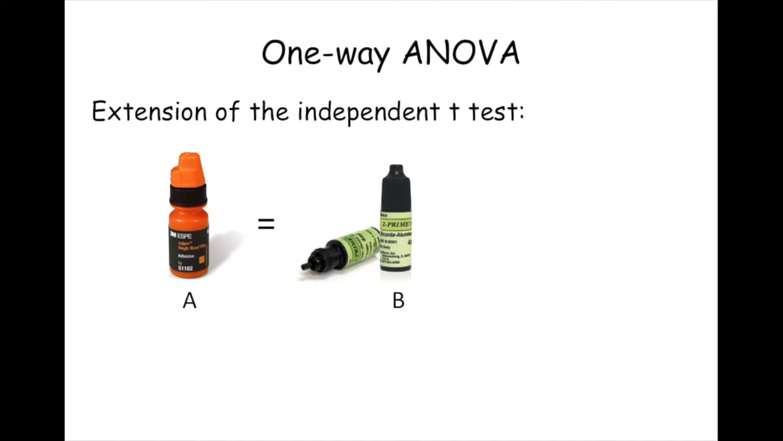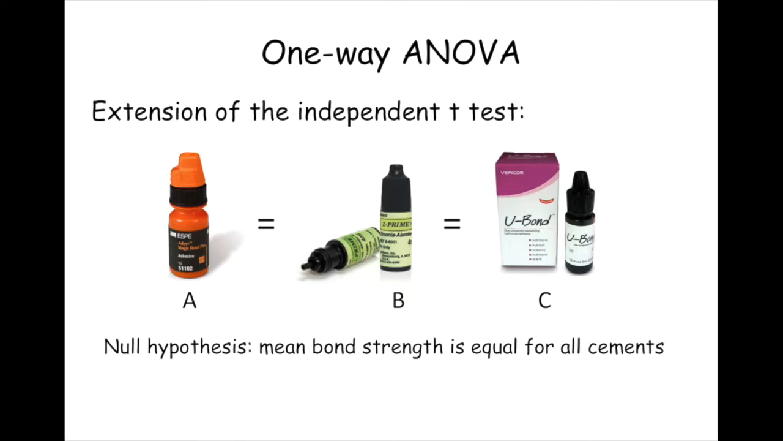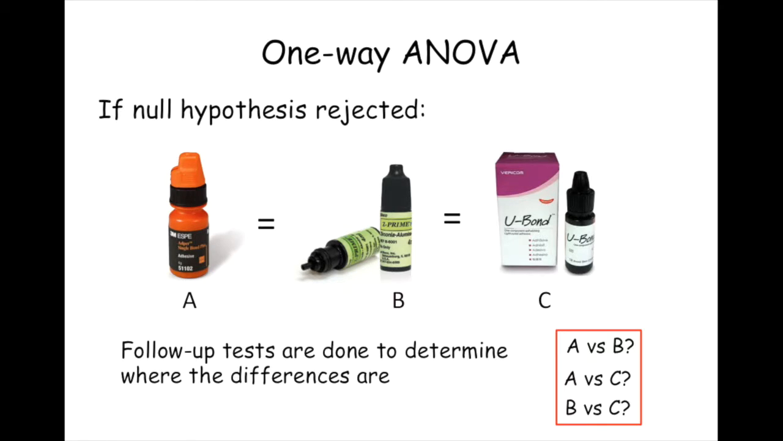One-way ANOVA can be thought of as an extension of the independent t-test. Here's the independent t-test example of bond strength for two different cementing agents. If we add one or more groups, it becomes a one-way ANOVA. The null hypothesis is that the mean bond strength is the same for all three cements. And the research hypothesis is that at least one pair of means differs.